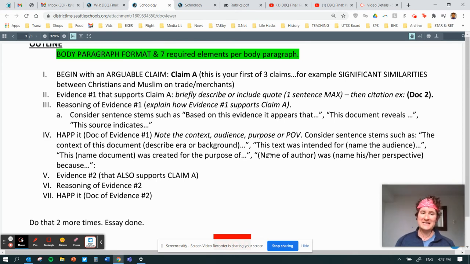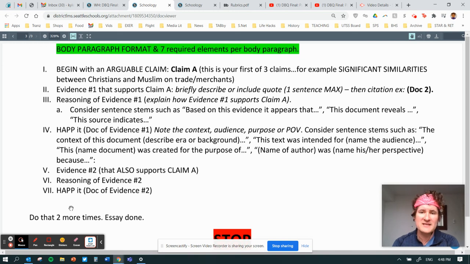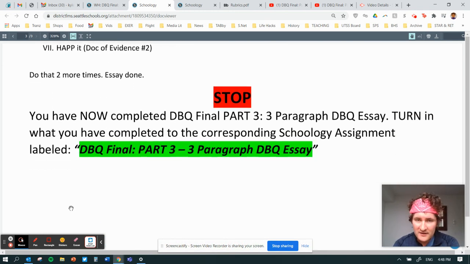Then you do that a second time per body paragraph: evidence number 2 that supports claim A, reasoning of evidence number 2, and a happy element that corresponds with the document from evidence number 2. This is 1 body paragraph here. You will do that 2 more times, and your essay is done, and you are done with these challenging and rigorous writing tasks that you have accomplished in this class, despite our year of working away from one another.